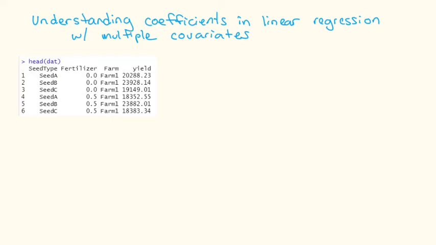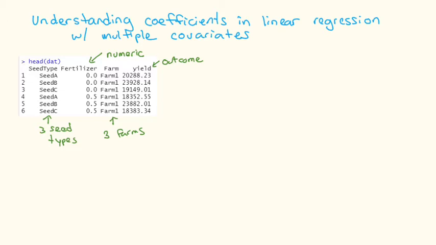In this video, I'm going to talk about how we deal with multiple covariates in a linear regression and how we understand the coefficients and how they're fit in R. So I'm going to use this farm data as an example, and in this we have a numeric outcome, which is yield. So that is the yield of beets in pounds per acre. Then we have some covariates here.